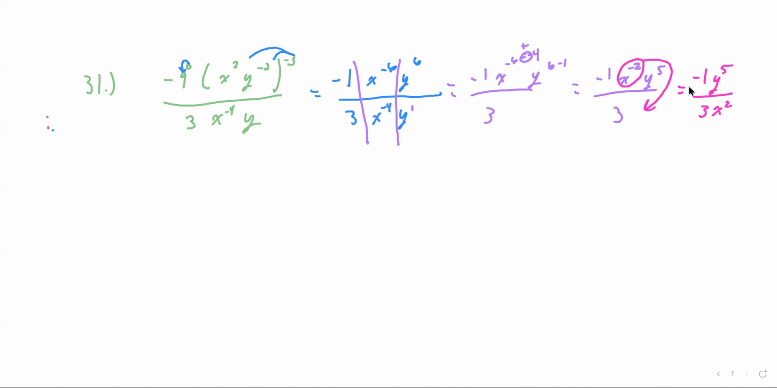And I would probably accept this. However, they probably don't want that 1 either. So that would actually be negative y to the fifth over 3x squared. So being an online course, we do got to make sure we're keeping the online part happy. So again, that 1 is not necessary. All right, so let's look at number 32.